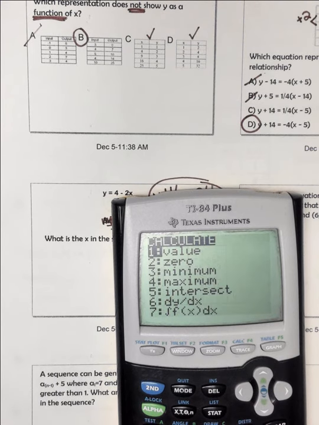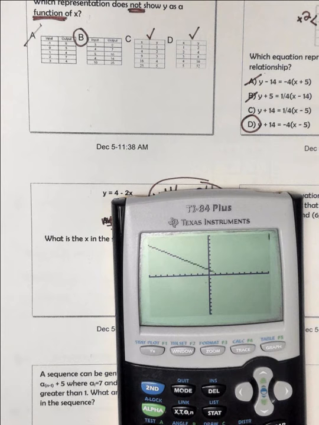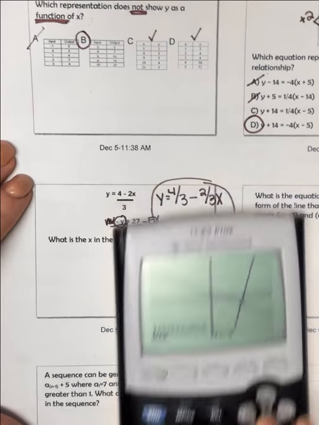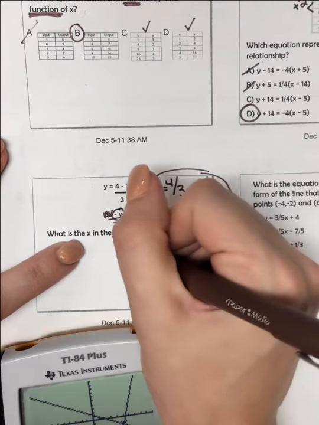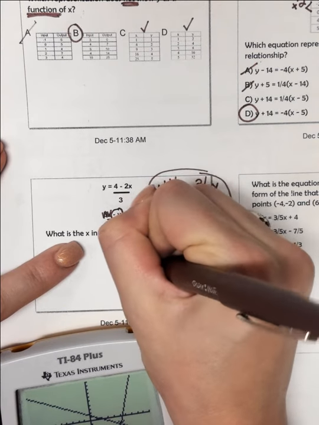Second, trace 5. I'm going to do it this way because I didn't see the answer right away, just to give me an idea of where it is. It's right there at 5. And it wants the x value, so x equals 5.